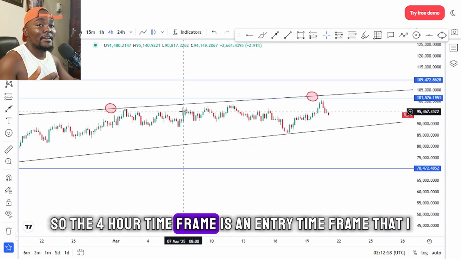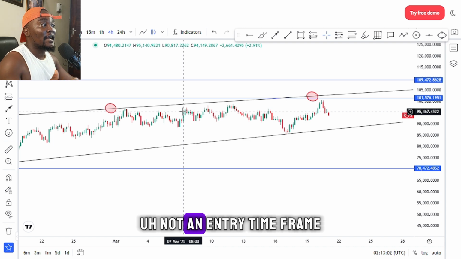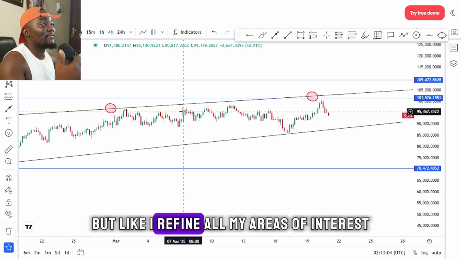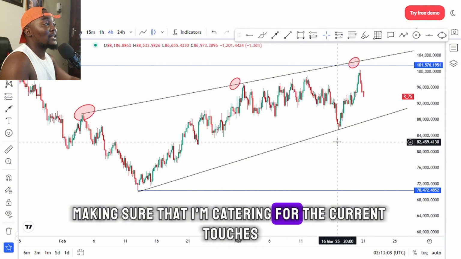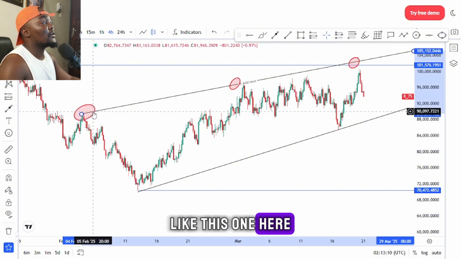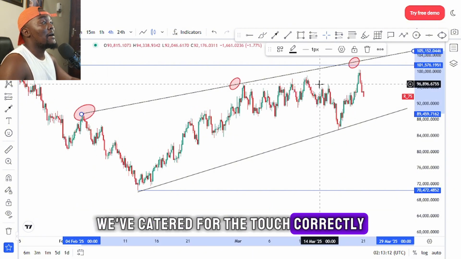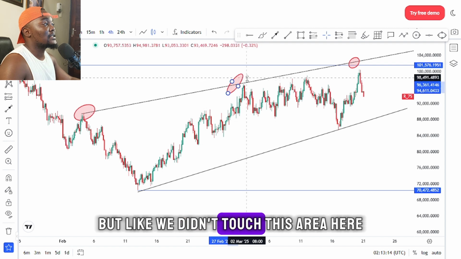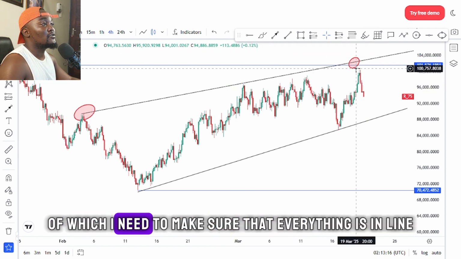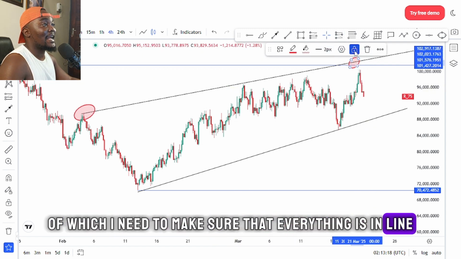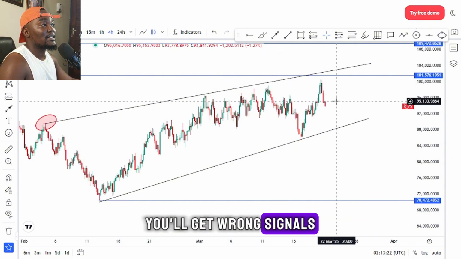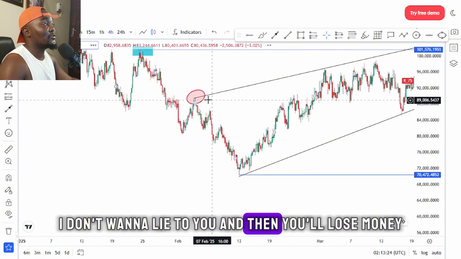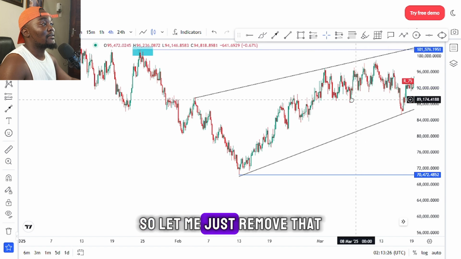So the 4 hour time frame is not an entry time frame, but like I refine all my areas of interest, making sure that I'm catering for the current touches. Like this one here, we've catered for the touch correctly, but like we didn't touch this area here, of which I need to make sure that everything is in line, guys. Just because whenever you miss like a touch, you'll get wrong signals. I don't want to lie to you, and then you lose money. So let me just remove that.